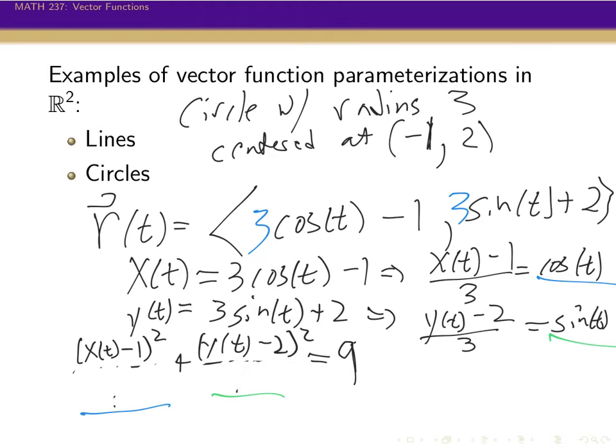These disappear. What are we left with? (x minus 1) squared plus (y minus 2) squared equals 9. That is the equation for a circle with radius 3 centered at (minus 1, 2). Okay, so what's the general rule here?